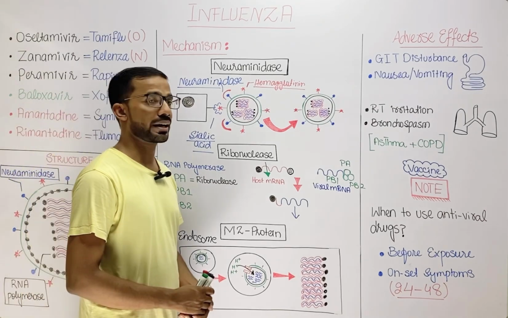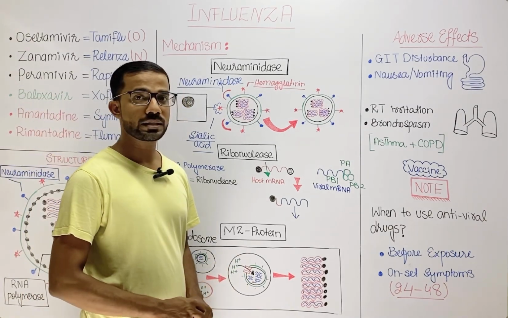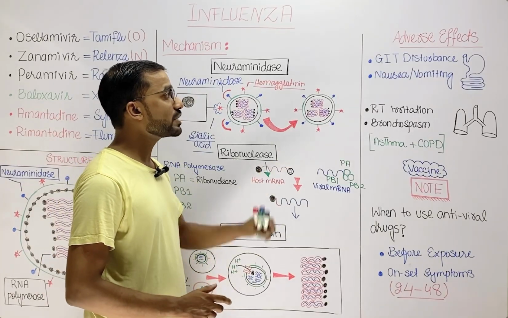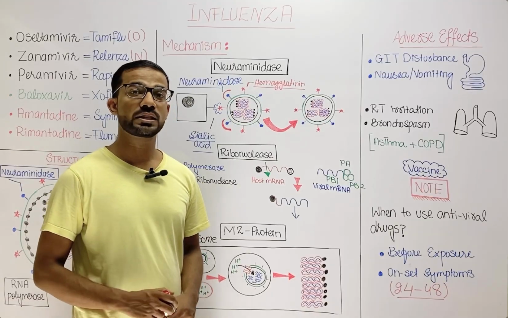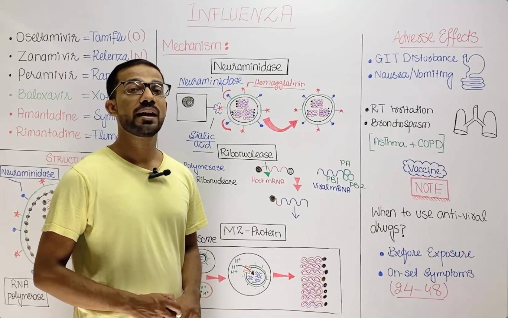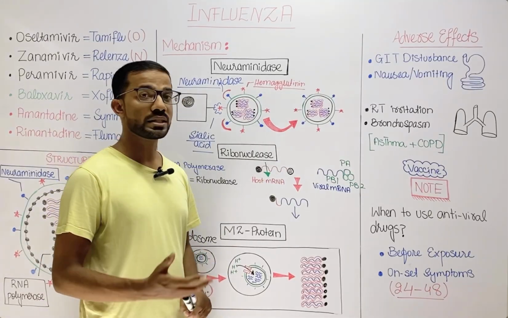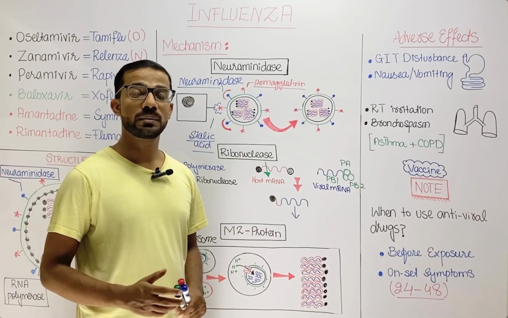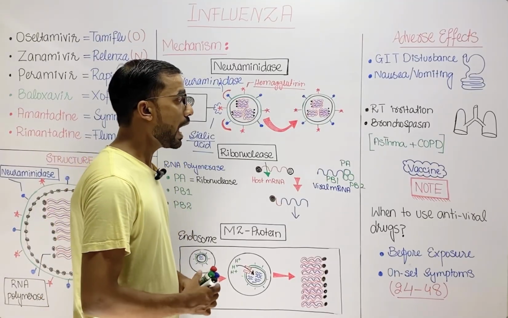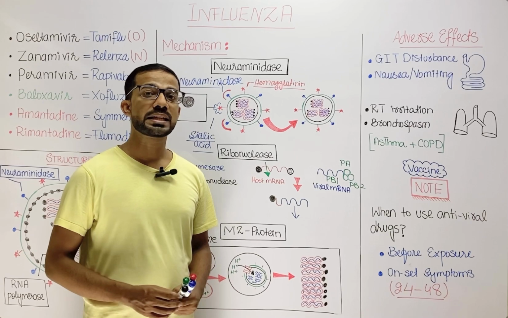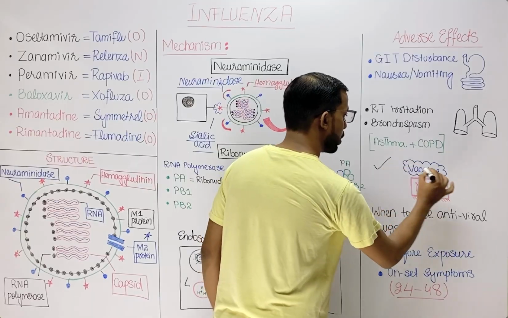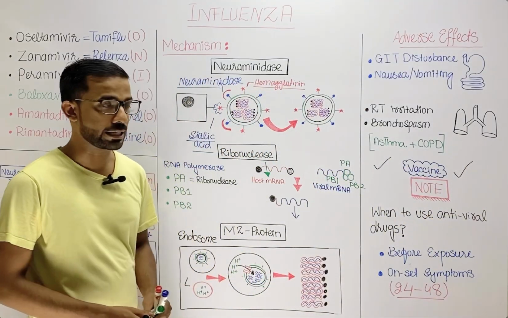Next we will see the adverse effects. So first one is GIT disturbance, and second is nausea and vomiting. These are related to the drugs taken through the oral route. And next is respiratory tract irritation, that is related to Relenza, because Relenza is taken through the nasal route. So irritation can happen through Relenza. And you can also see bronchospasm in patients like asthmatic patients and COPD patients, chronic obstructive pulmonary disease patients. Next, most important, vaccine is a preferable method for the prevention of influenza as compared to the drug. So the preferable method will be the vaccine.